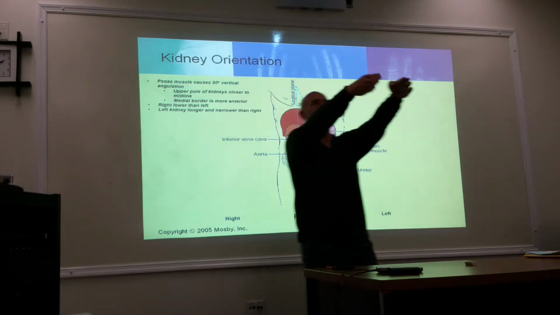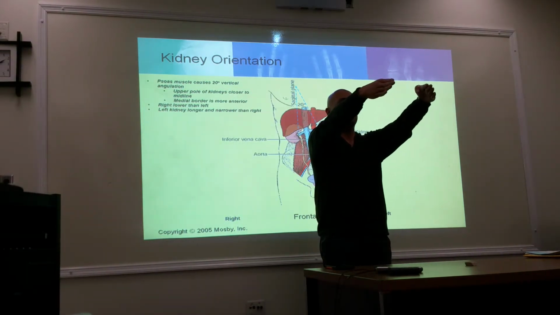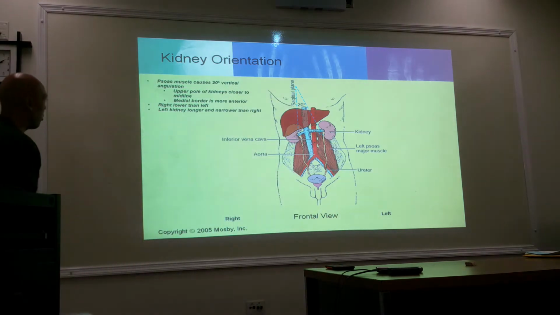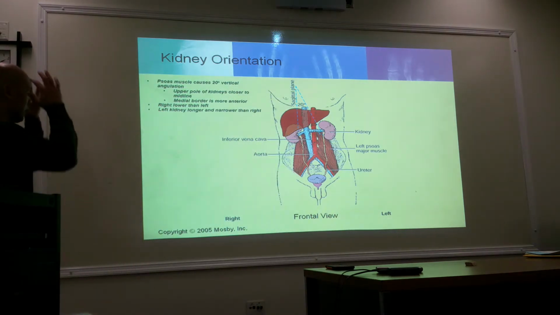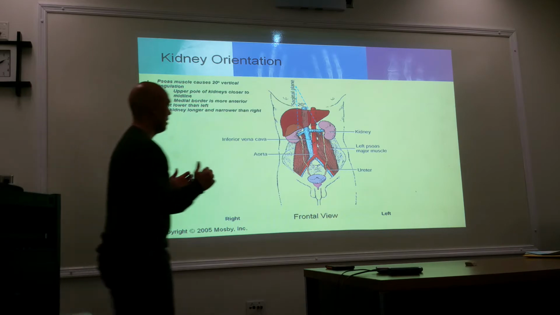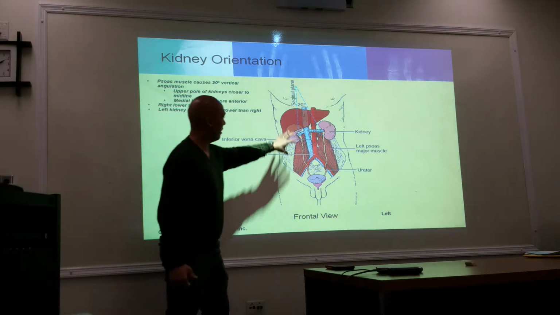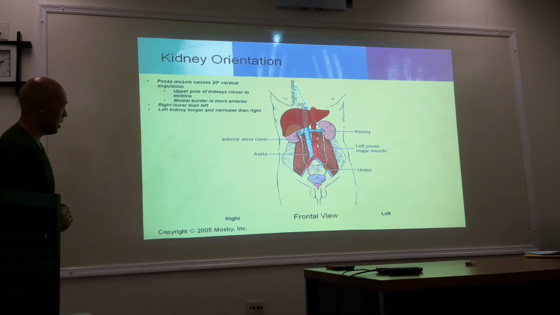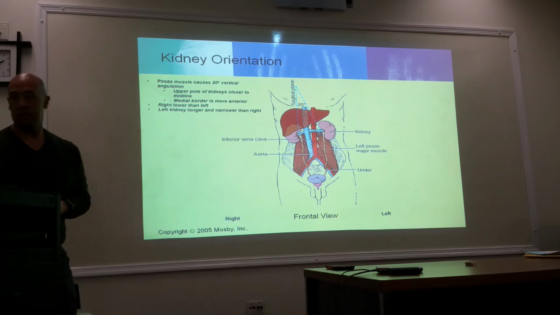The right is lower than the left. Why is that? Liver. Because of the liver, so it does push it down. And then the left kidney is going to be longer and narrower than the right.